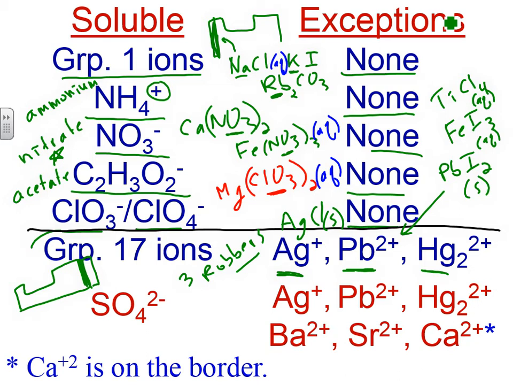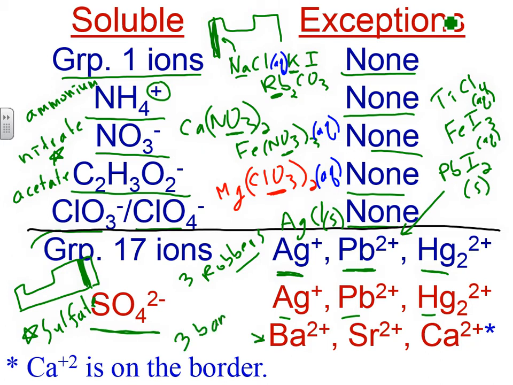Then the last one that has some exceptions is sulfate. This is pretty important as well. Make sure you know this one. Sulfates are also generally soluble unless you have the three robbers. Here they are again, just like above. And then these I call the three bandits.